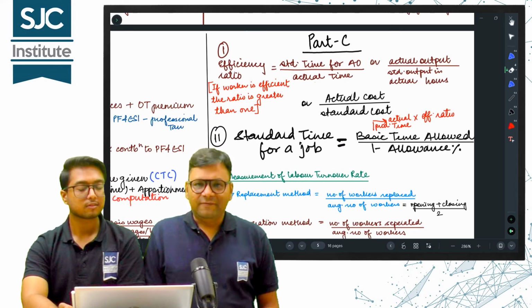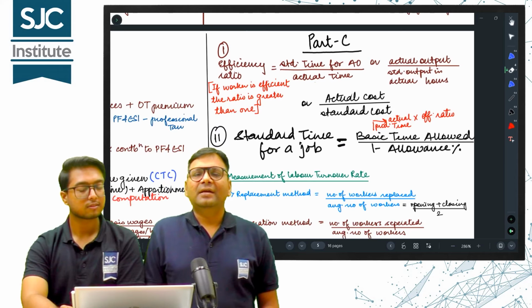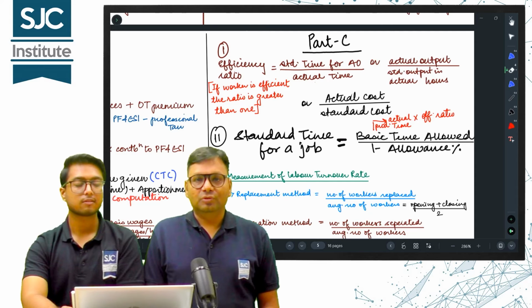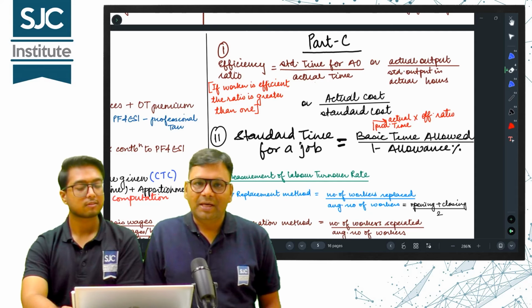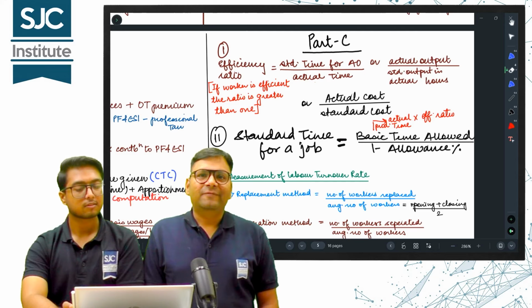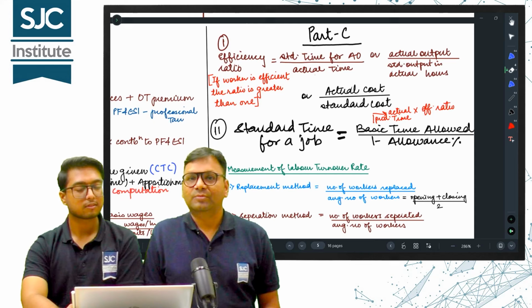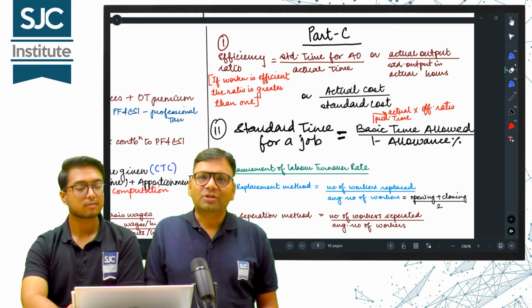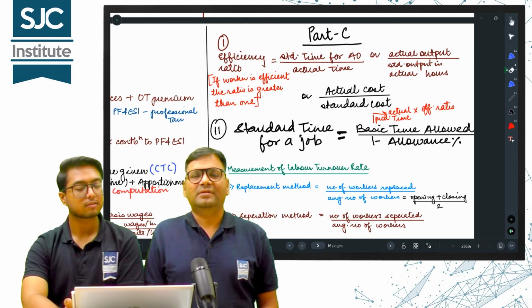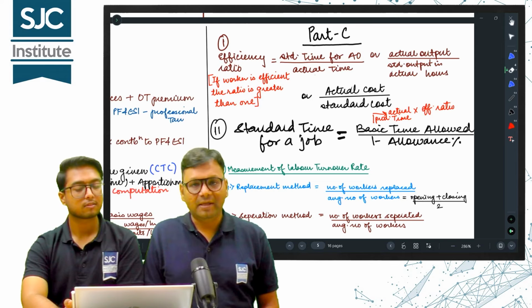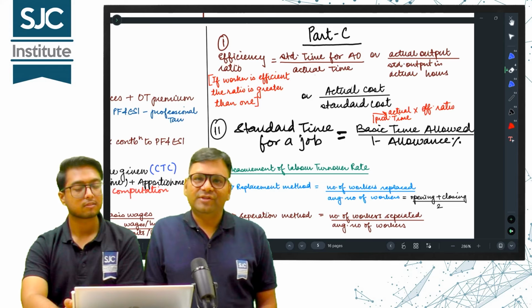So on time basis, if a worker's standard time is 10 and actual time is 8, you can understand that the worker is efficient, so the formula would be standard by actual time. And in case of output, if actual output is 100 and standard output is 80, you can understand the worker is efficient because it has produced more, so the formula will be actual output divided by standard output. And the same goes with the cost. If cost in standard is 100 and in actual it was 80, you can understand the worker has saved, so it is efficient. And if it is efficient, the formula has to be greater than 1, so it will be standard cost by actual cost.